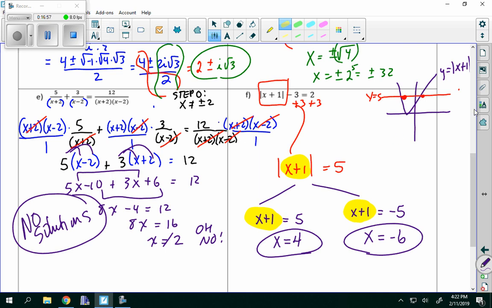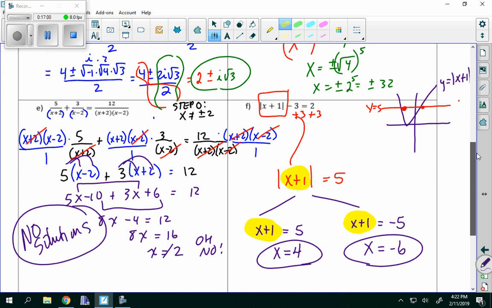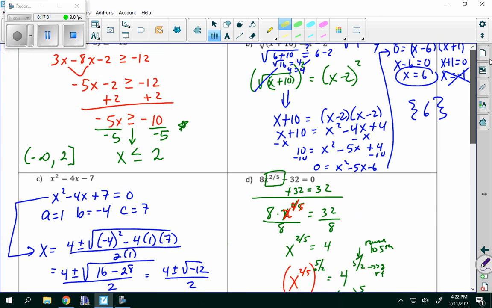So those are the problems for number 3 on the sample test. If you have any questions, let me know.